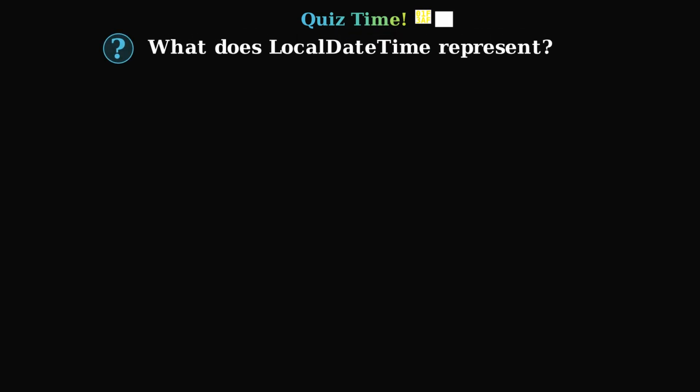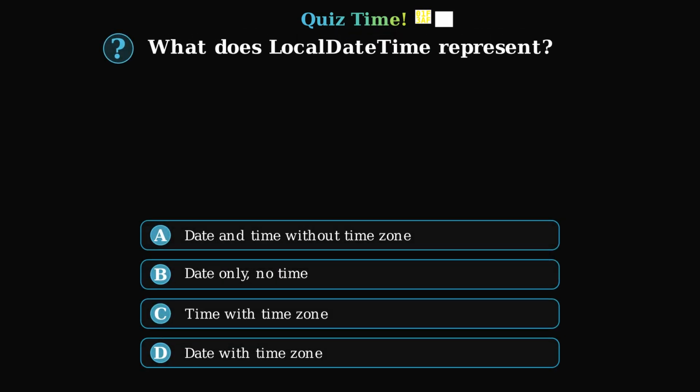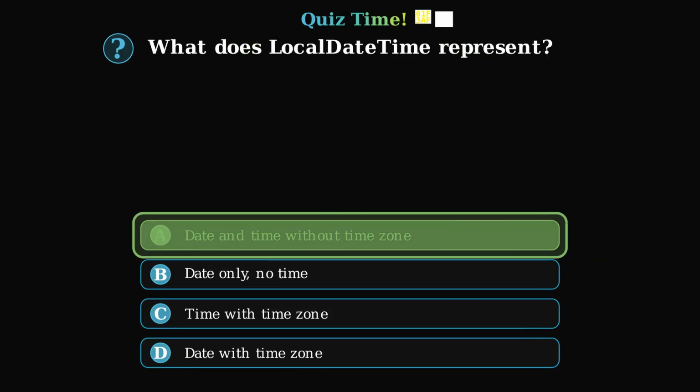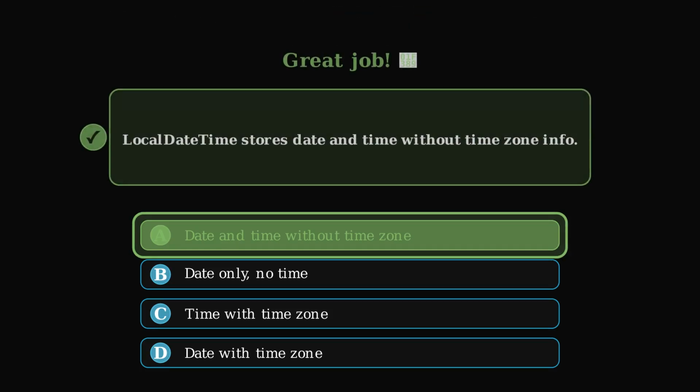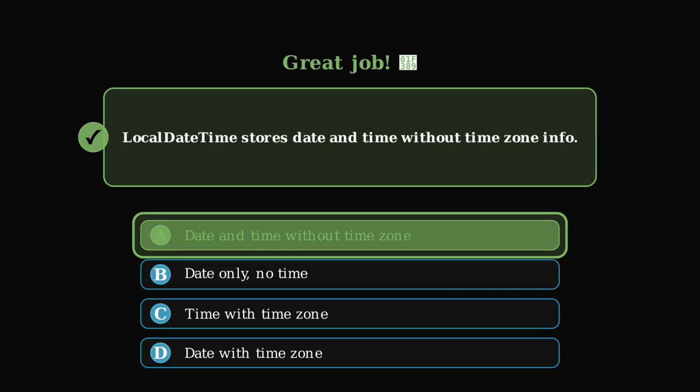Quiz time. Test your understanding. What does local datetime represent? Which one is correct? The correct answer is local datetime stores date and time without time zone info.